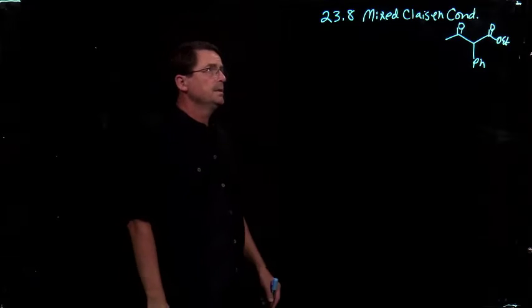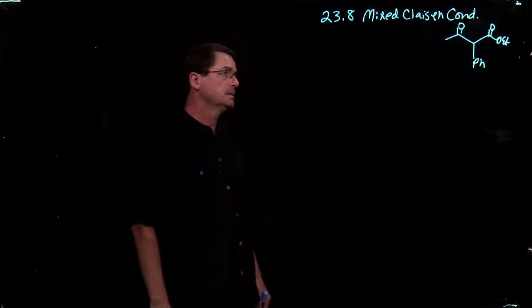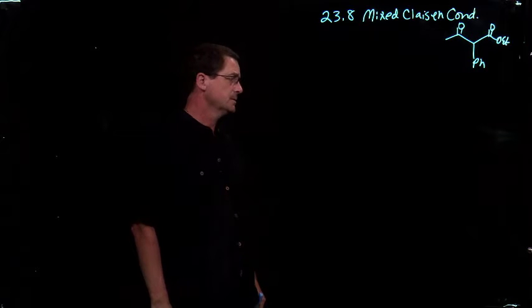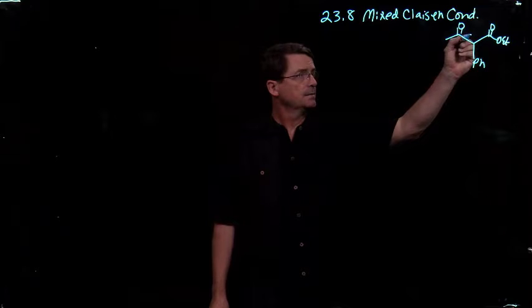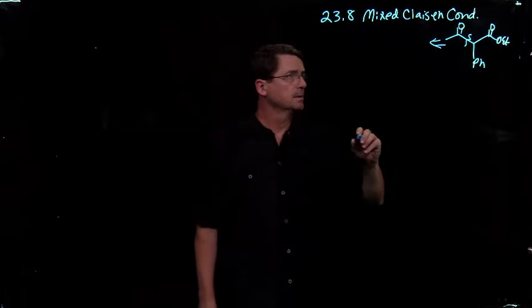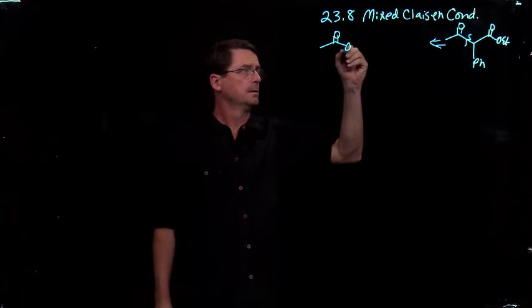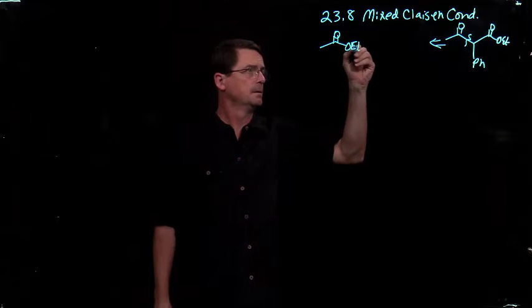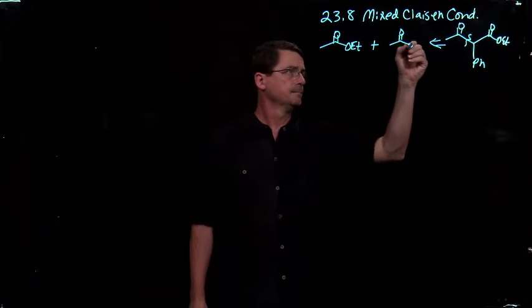Section 23.8, the mixed Claisen condensation. When we try to do a mixed Claisen condensation, there's a challenge here. So we could imagine taking this molecule apart along that bond, and it would give us a Claisen condensation of these two components.